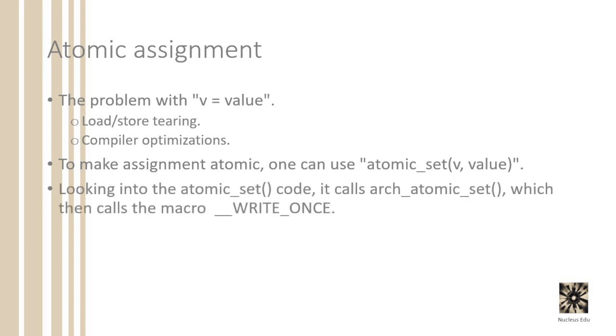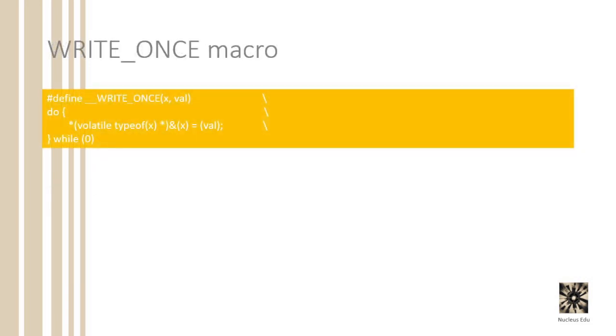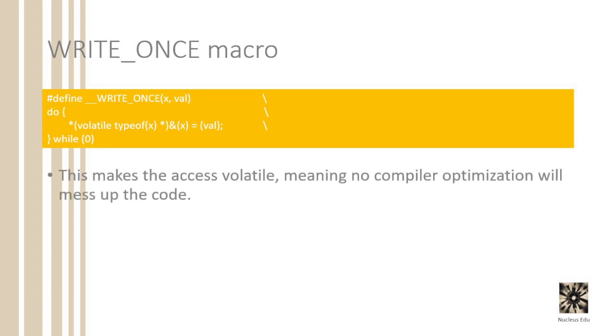Looking into this atomic_set code, it calls arch_atomic_set, which then calls the macro __WRITE_ONCE. Let's look into what this WRITE_ONCE does. So this is how the code of the macro WRITE_ONCE looks. As you can see, it also does a basic assignment, but what it is doing is typecasting the access to be volatile, which means there will be no compiler optimization which is going to mess up the code.